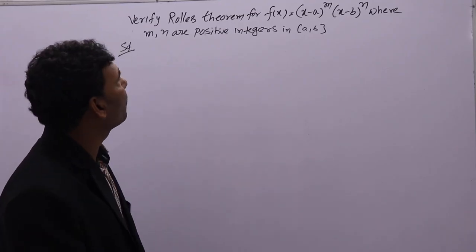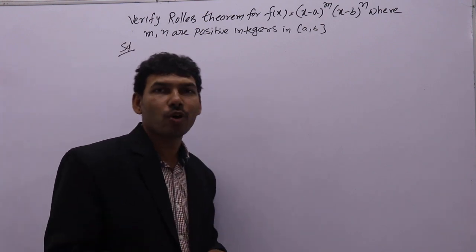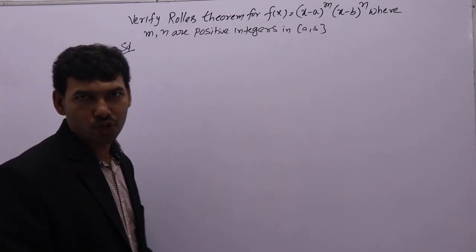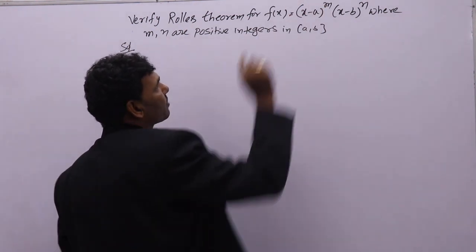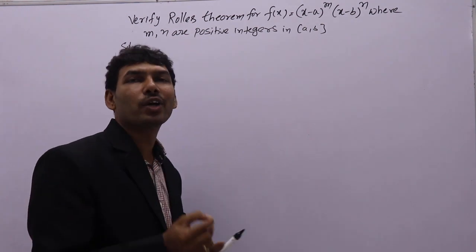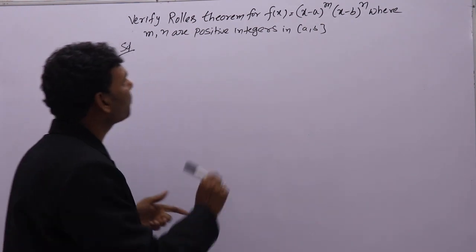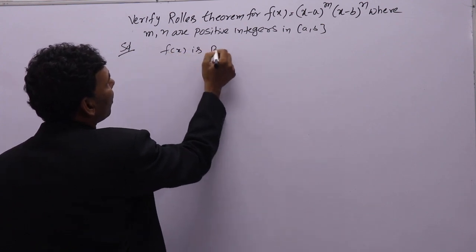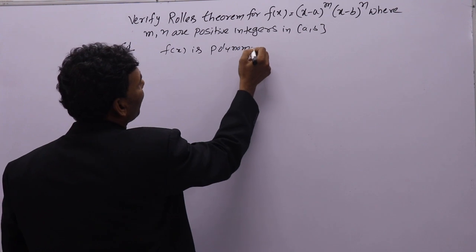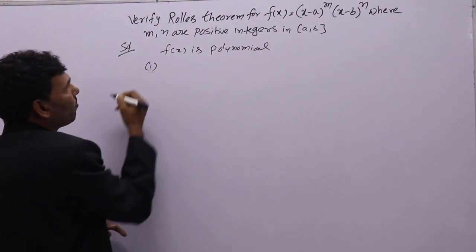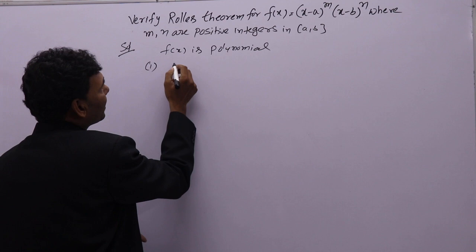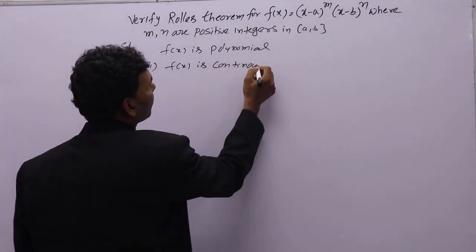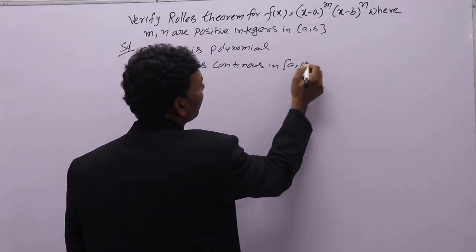Next we need to verify Rolle's theorem for x minus a whole power m, x minus b whole power n, where m comma n are positive integers. Whenever you have x power positive integer, then we can treat that one as a polynomial. What it means? He is saying indirectly f of x is a polynomial. When f of x is a polynomial, we say that function is continuous, clearly continuous in closed interval a comma b.